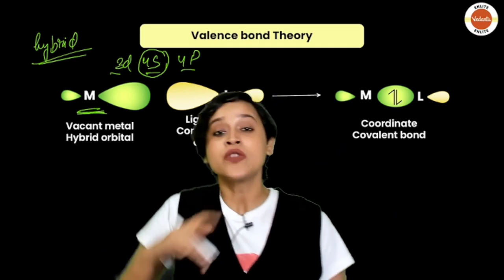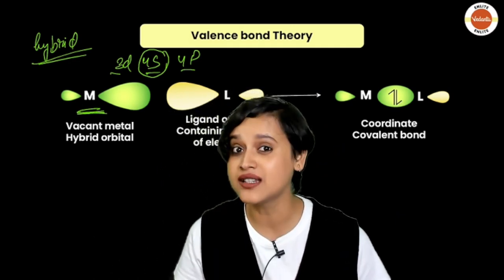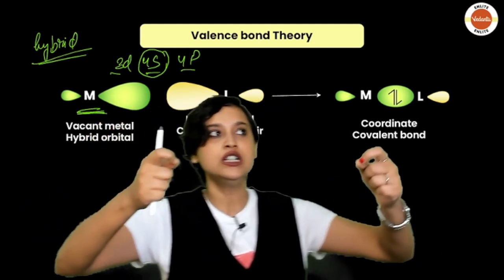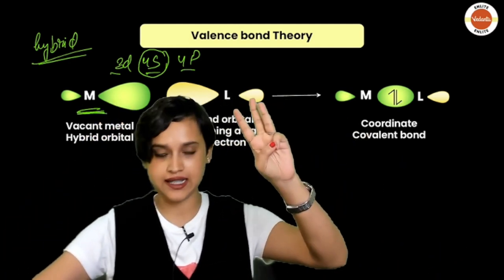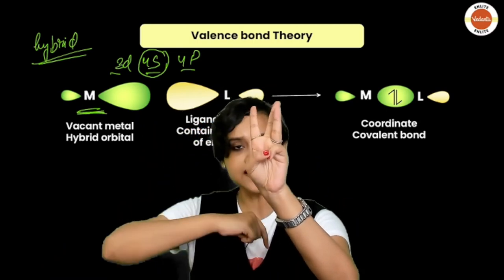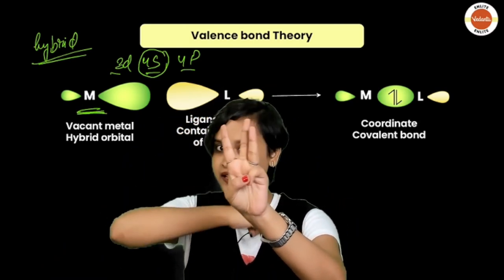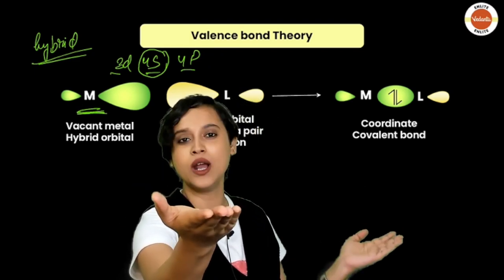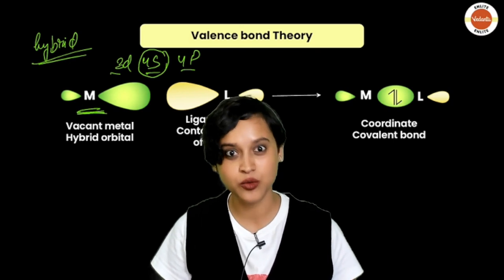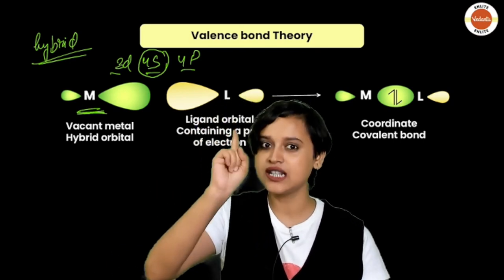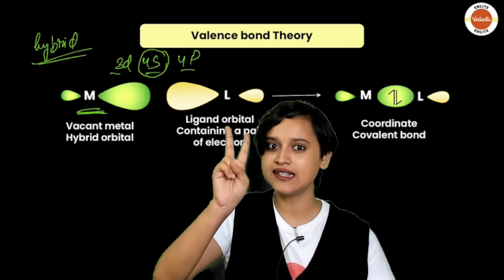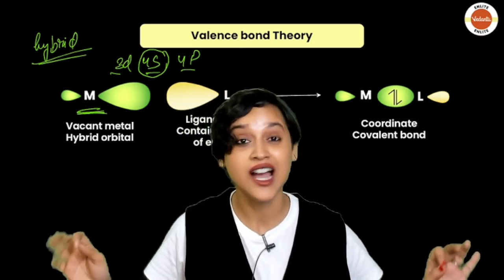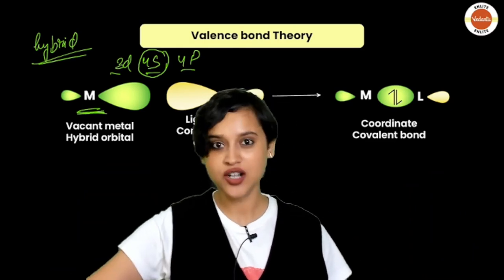You getting my point? So this, my dear student, in layman's terms, I have just explained valence bond theory. If I have to explain it in three sentences: the metal empties the orbital, second, hybridizes it, third, gives it to the ligand and says, hey, welcome to the rooms. What are the three things I said? Metal empties the orbital, hybridizes it, welcomes the ligand. That's your valence bond theory. I'm not even kidding.